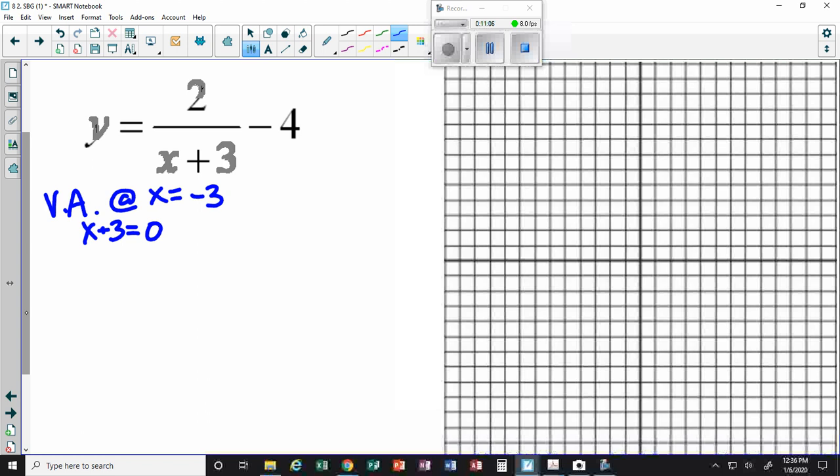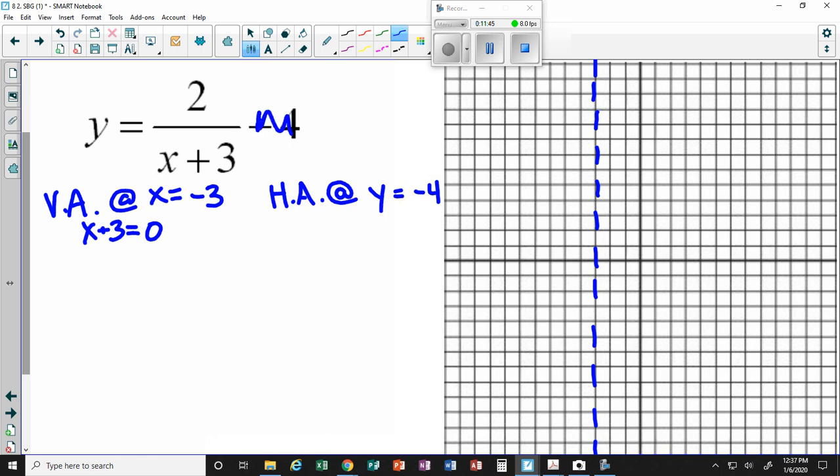Graph that. That's a vertical asymptote, so a vertical line. Horizontal asymptote. How do I find my horizontal asymptote? y equals k. y equals -4, because the -4 tells me I shifted down.